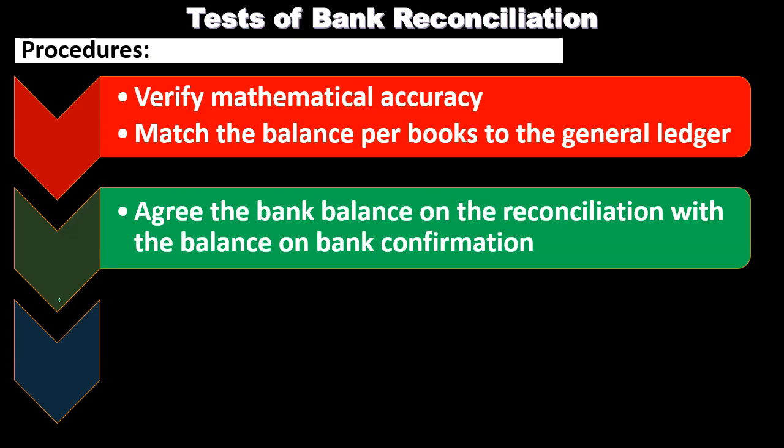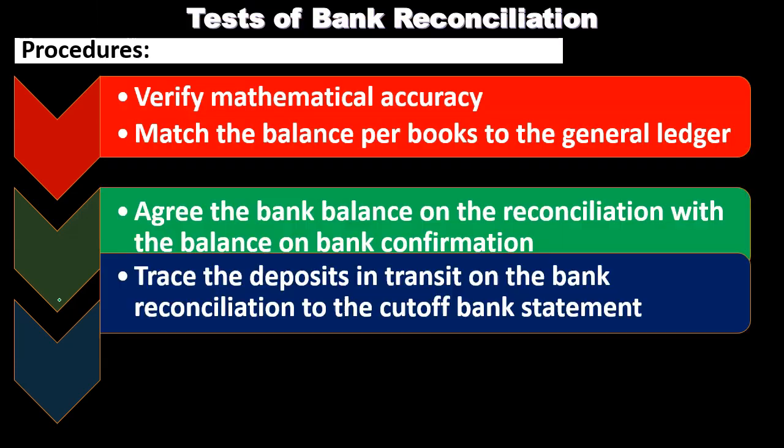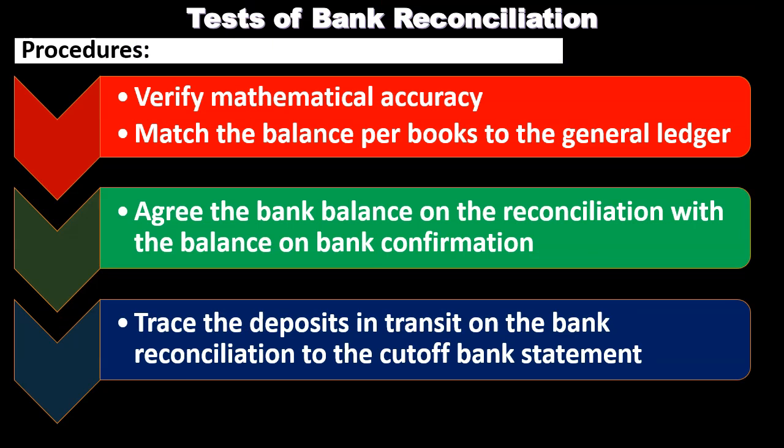Agree the bank balance on the reconciliation with the balance on the bank confirmation. So obviously it's a reconciliation between the books and the bank. The bank balance on the bank reconciliation we want to tie not to the bank statement, although we might do that too, just to have some further evidence, but definitely to the confirmation. The confirmation is more highly valued, so we're going to tie it out to the confirmation.